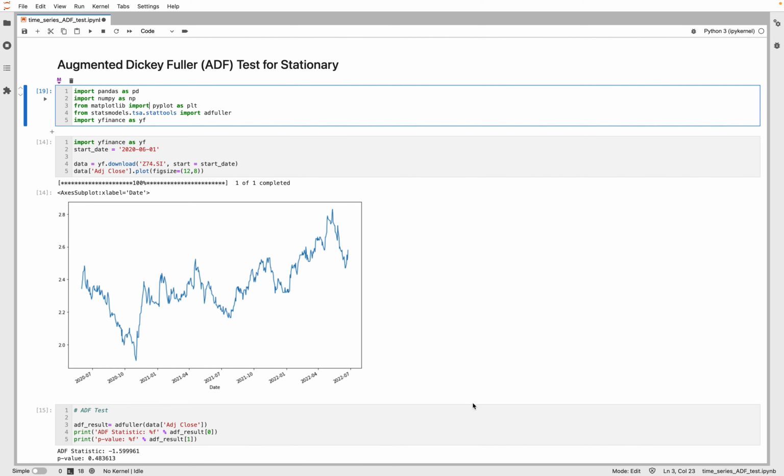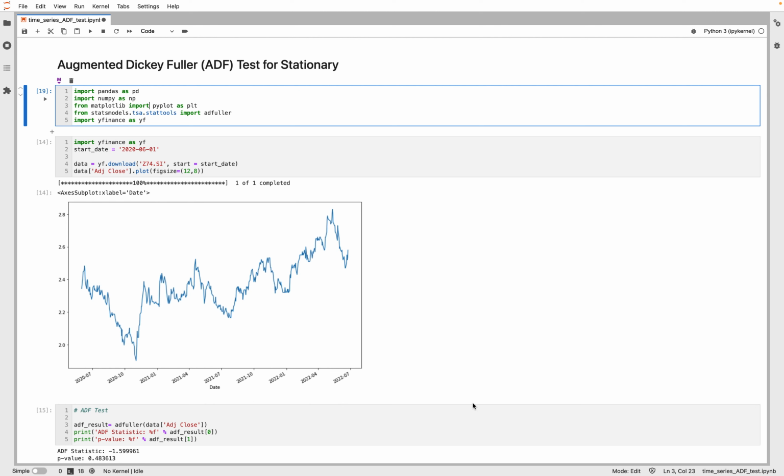Augmented Dickey-Fuller test, or ADF test, is a common statistical test used to test whether a given time series is stationary or non-stationary. It is one of the most commonly used statistical tests when it comes to analyzing the stationarity of a time series. In the ADF test, the null hypothesis assumes the presence of a unit root, or the time series is non-stationary.